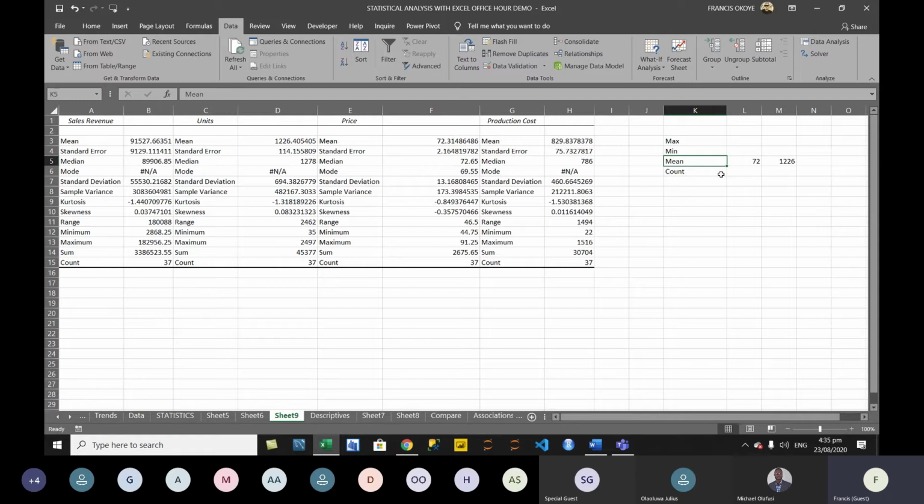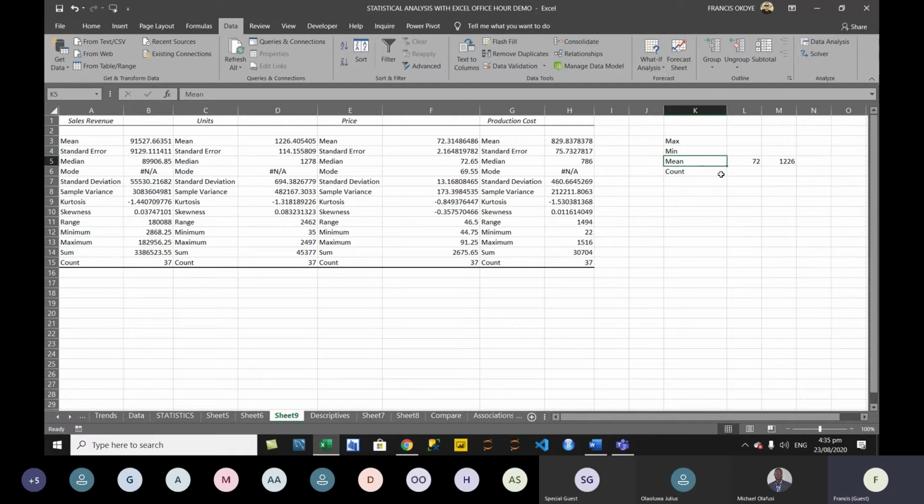So you can only use the average when your data is normally distributed, with no outliers. But the moment you notice there's an outlier, rather than using the mean or the average, what do you use? You use the median, okay? But your mode is usually used for qualitative what? Variables. So that's one key thing you need to understand about mean and median, okay?